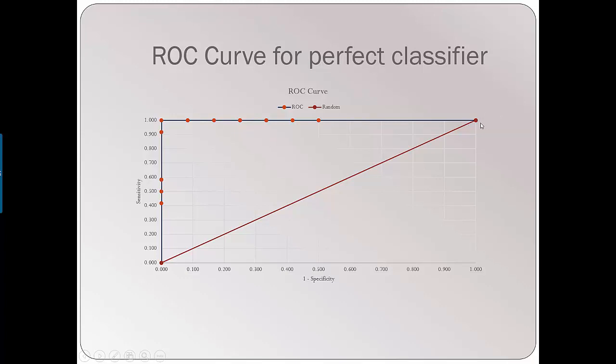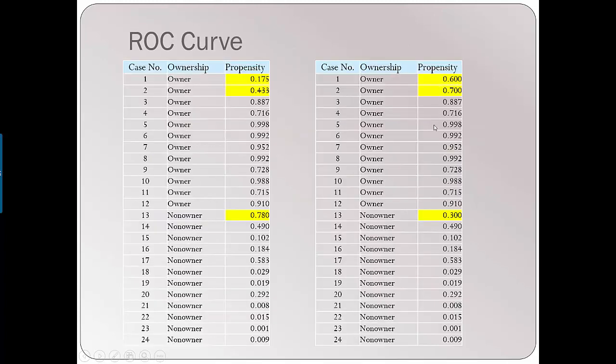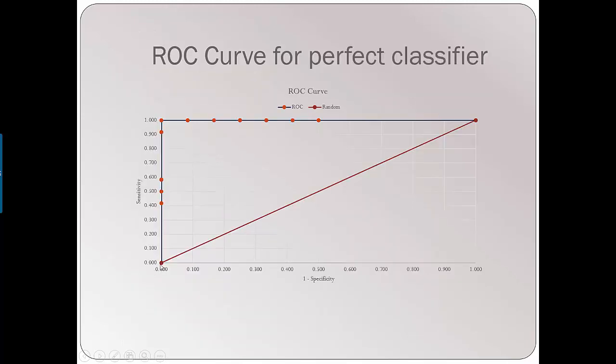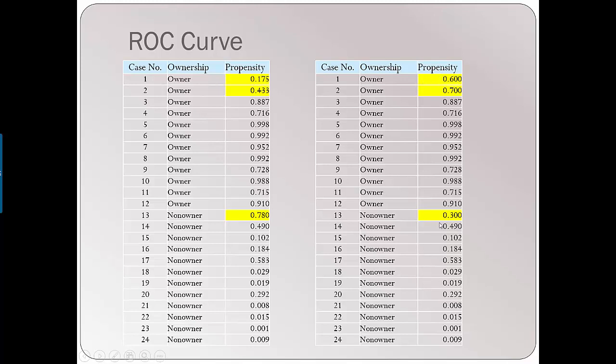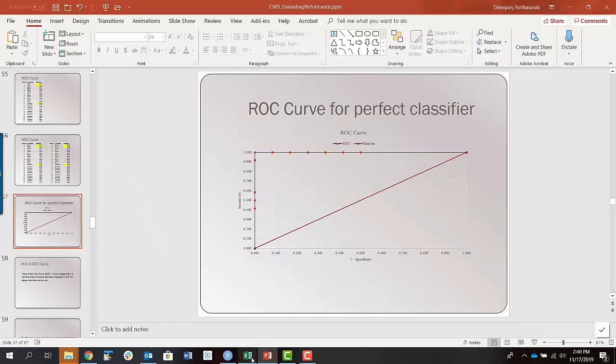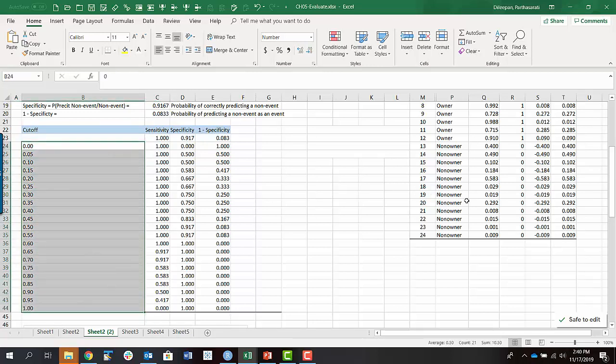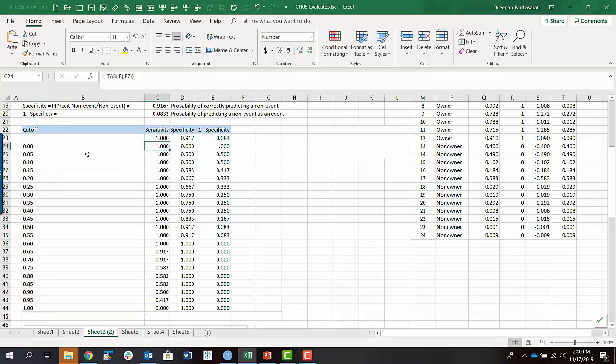The ROC curve will go straight up, and then across. So let's look at this with the revised propensities. What are the values of 1 minus specificity and sensitivity that give us this shape? Let's go to Excel for this. So here are the cutoff points, and with the revised propensity, you see that sensitivity is 1 all the way through here.